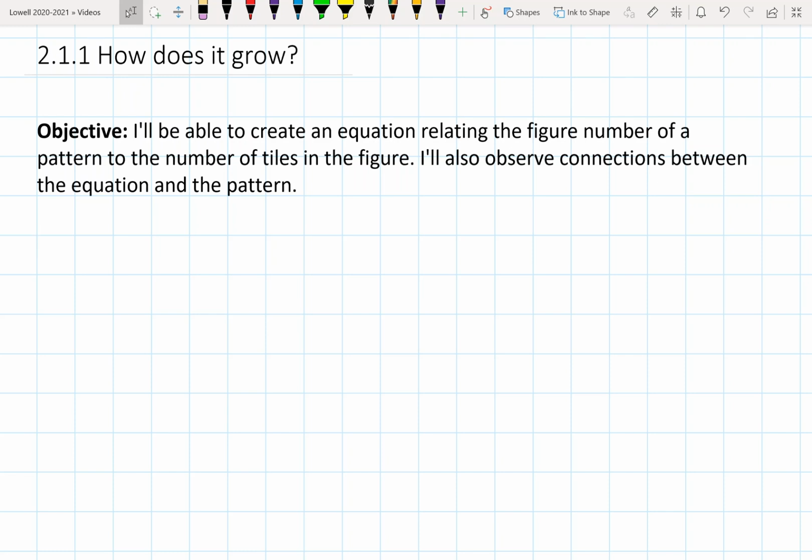Welcome folks. In this video we're going to start our unit on linear relations, and we're going to start off by looking at some patterns and then using those patterns to build some equations. So that is our goal today.